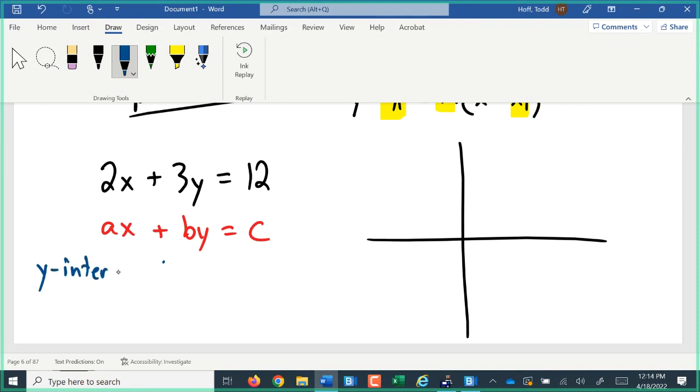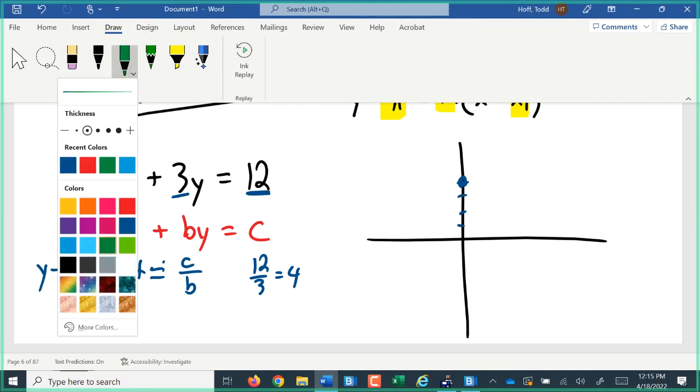One is the y-intercept. The y-intercept is just going to be the value of c divided by the value of b. So up here, c would be 12, b would be 3. 12 divided by 3 is 4. So the y-intercept of that equation is positive 4.